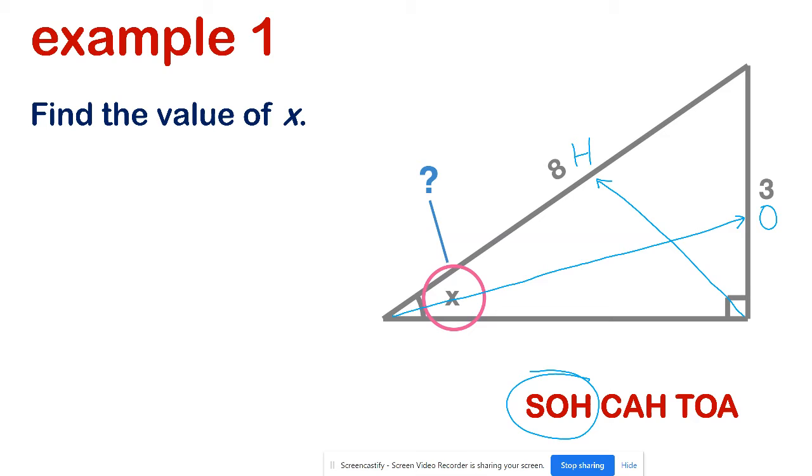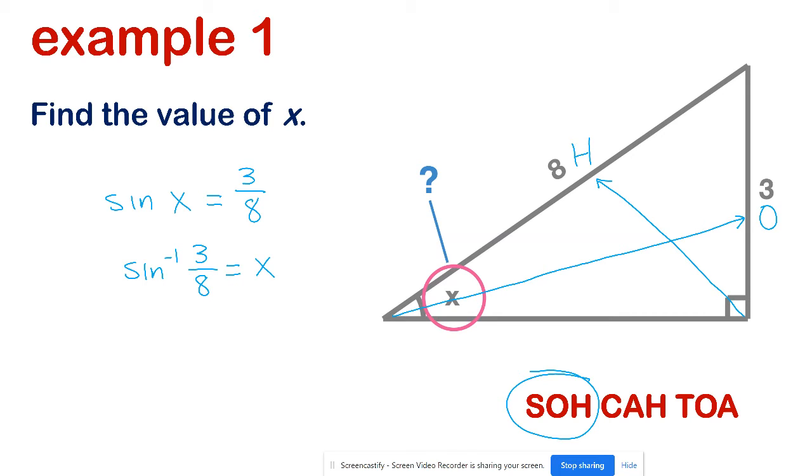So I know this is going to involve sine. So now I can set up my equation. I'm going to say sine of x, because I don't know the measure of my angle, so I'm going to put x right there where I normally put the angle. And then I'm going to say is equal to my opposite over my hypotenuse. So 3 over 8. And now to work it out, I'm going to say inverse sine of that fraction, 3 over 8, will be equal to x, my missing angle.